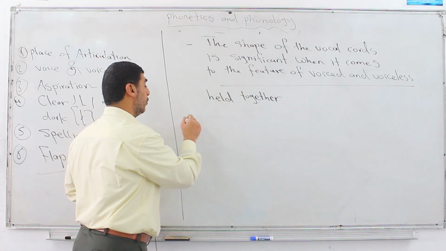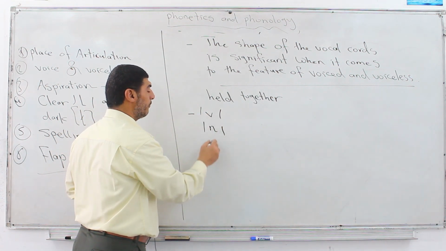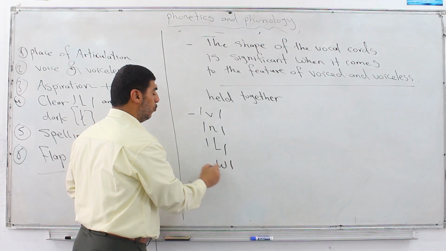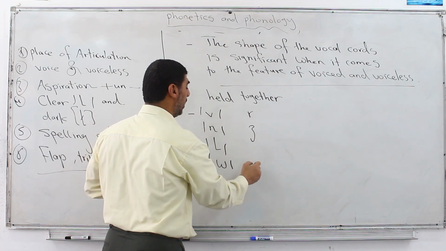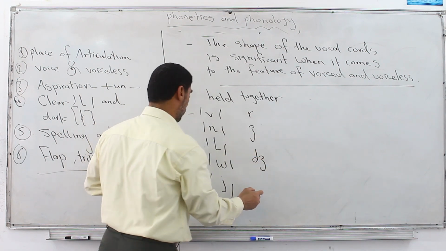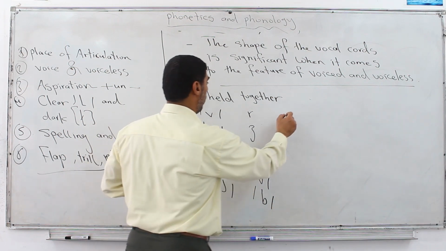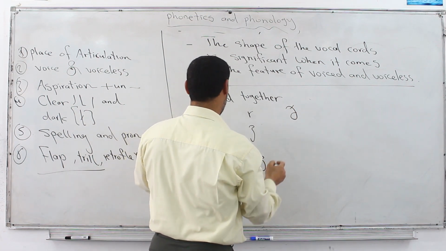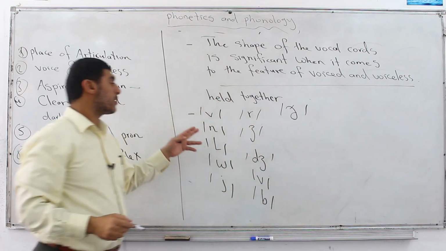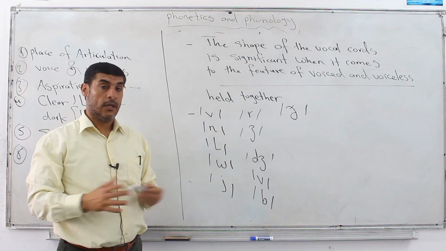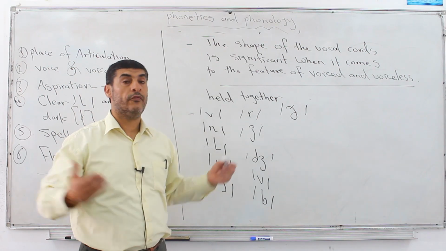Okay, so we have the na, la, wa, ya, ra, ja. These sounds are called voiced consonants because during their articulations, the vocal cords vibrate.